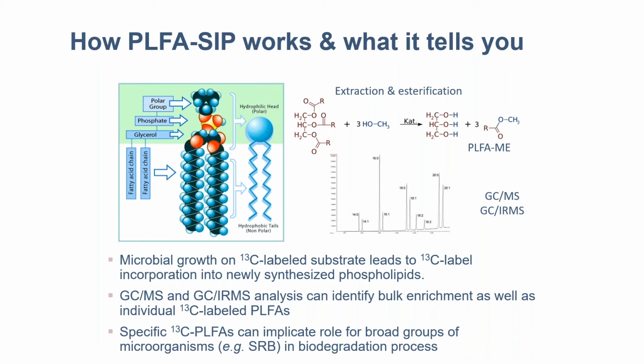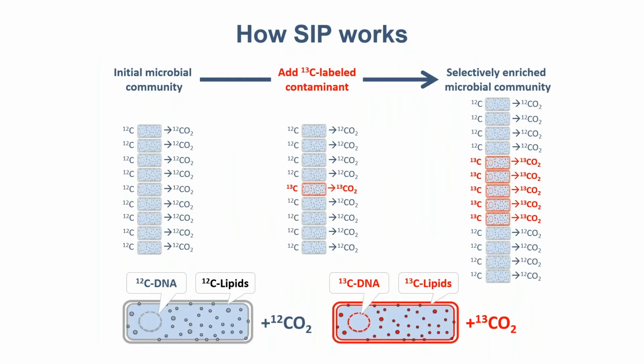So let's see, this kind of shows it a little more. The slide shows how it works. On the left, you can see a cell with no 13C in the biomass right here, or in the lipids, or in the CO2. But when you add a 13C labeled contaminant, then the cell takes it up, it becomes part of the biomass and becomes part of the carbon dioxide.